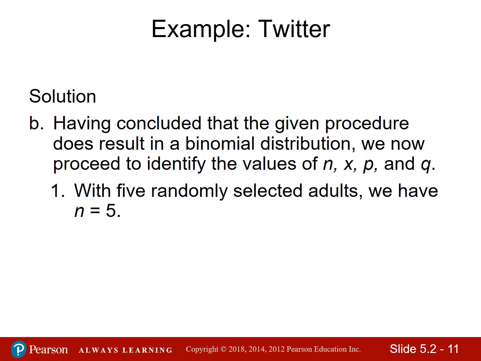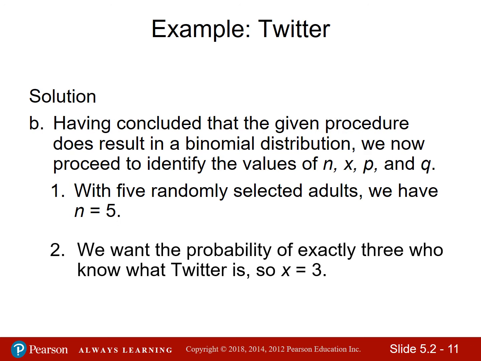Now, part B, having concluded that the given procedure does result in a binomial distribution, we now proceed to identify the values n, x, p, and q. Number 1, with 5 randomly selected adults, we have n equals 5. Number 2, we want the probability of exactly 3 adults who know what Tutor is. So x is 3.